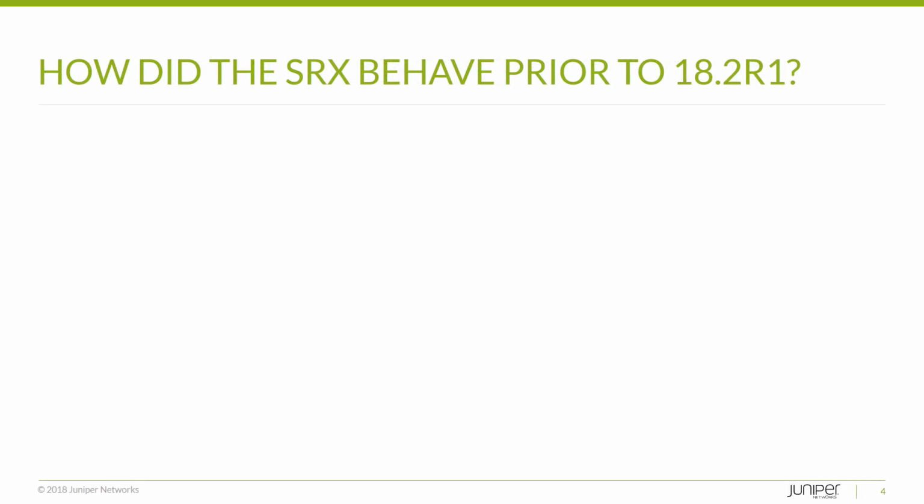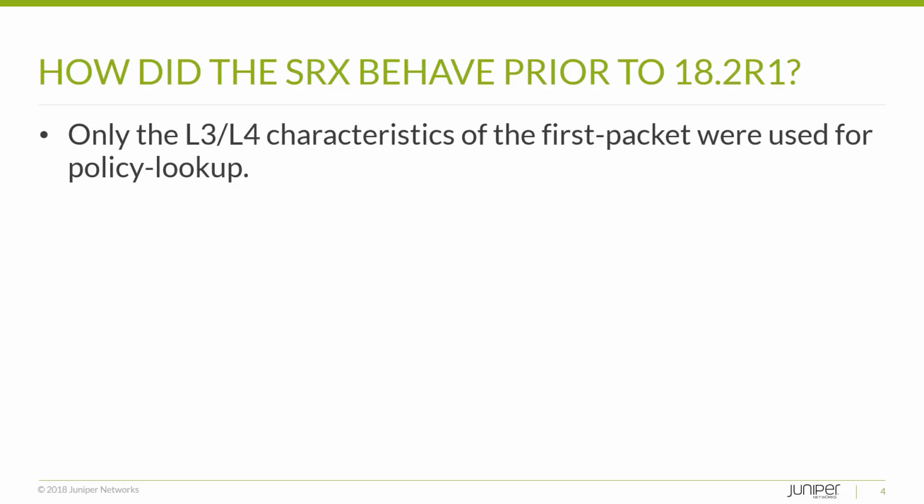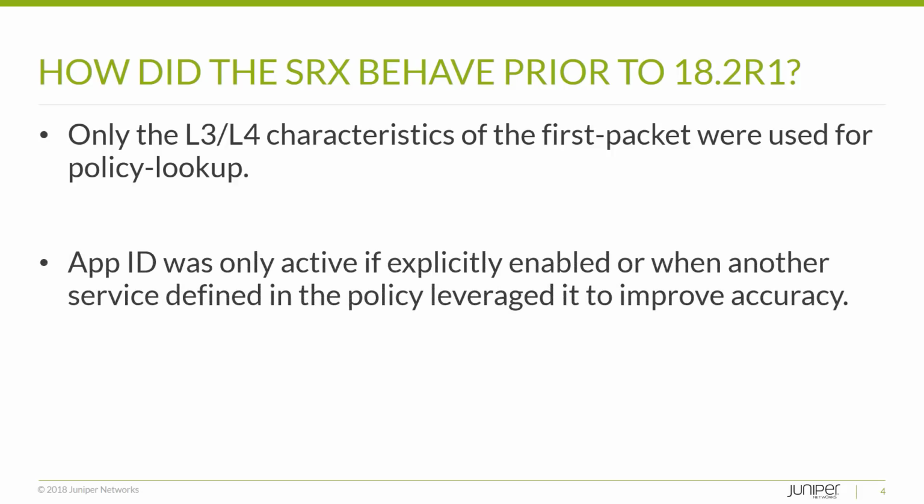So, to recap how the SRX behaved prior to 18.2 R1, you should recall that only the traditional 5-tuple of the first packet was used during the policy lookup phase. This was of course in addition to any route, zone, and identity information associated with the flow. App ID was only activated if you had explicitly enabled it via a feature like AppTrack, or when a separate security service required it to improve its own accuracy.